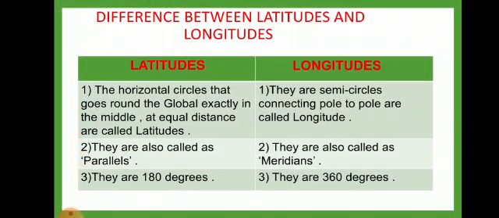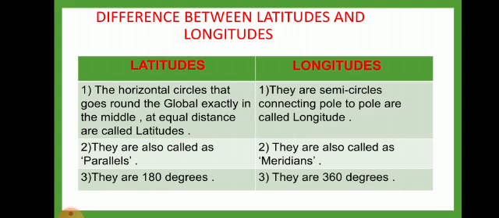Now let us see the difference between latitudes and longitudes. First point, latitudes: the horizontal circles that go round the globe exactly in the middle at equal distance are called latitudes. Longitudes, first point: they are semicircles connecting pole to pole. Latitudes, second point: they are also called parallels. Longitudes, second point: they are also called meridians.